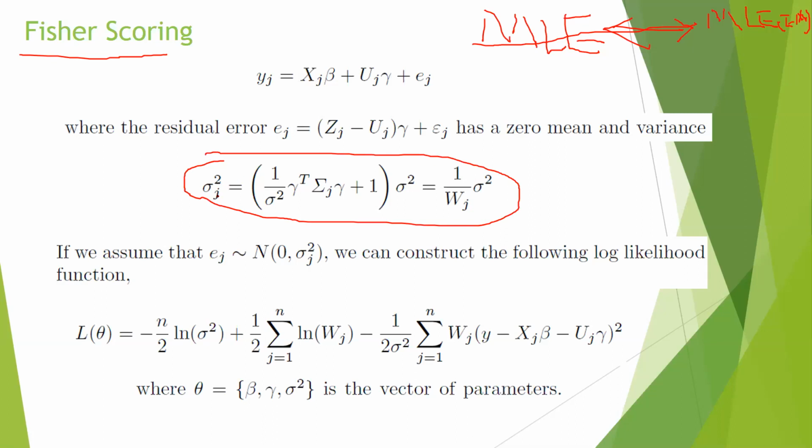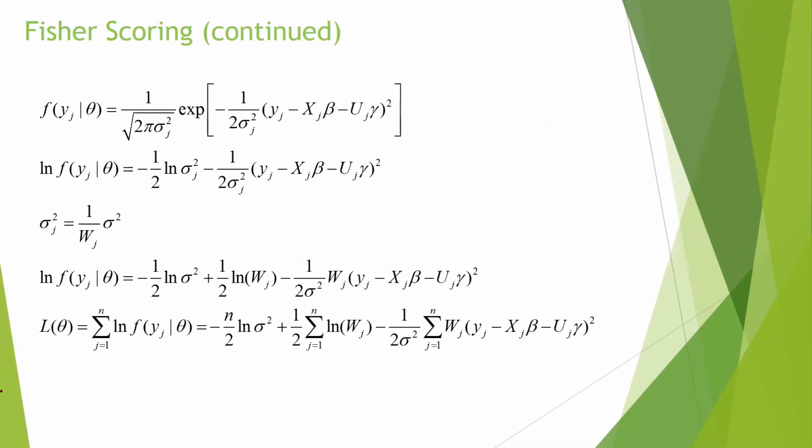Okay. So this is the equation. I just showed you how we can use this weight to calculate the real error for the model, right? And we can use this to construct the likelihood function, and then we can write the log likelihood function like this.